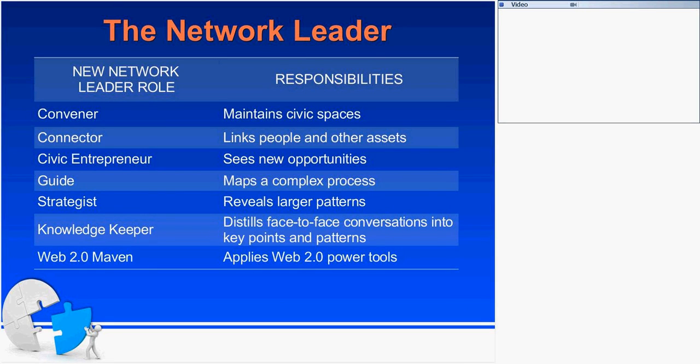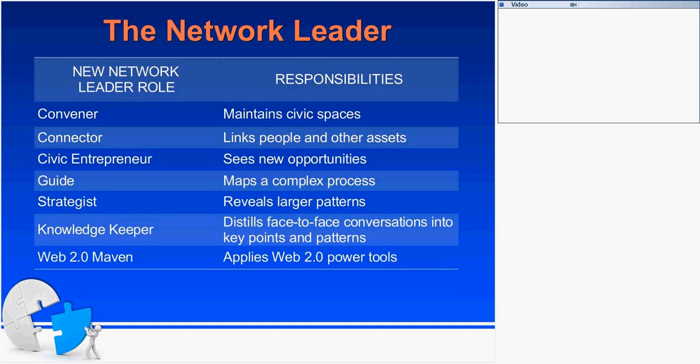Part of the work that we do in networks, civic networks specifically, is the realization that in our old hierarchical civic structures, we have roles like president, chairperson, secretary, treasurer. Being in civic networks, however, requires a new set of leadership roles and responsibilities, and even skills. And in networks, we need to focus on leaders and develop leaders who embody these kinds of roles.